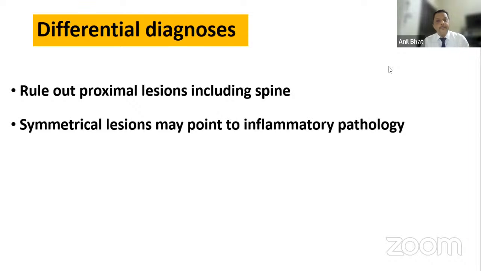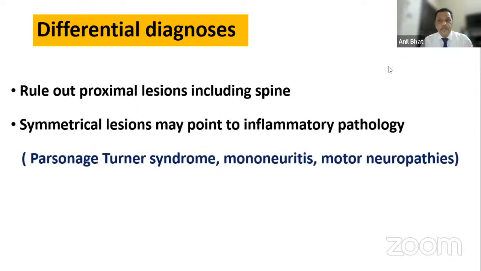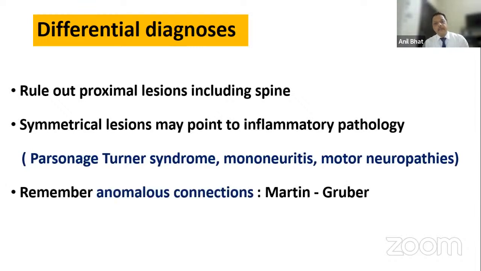There could be times when symmetrical lesions are present bilaterally, and at that time you need to think about inflammatory pathologies. Most of the time it's things like Parsonage-Turner syndrome or mononeuritis and motor neuropathies. So these are the times when you have a bilateral involvement. Also remember some anomalous connections. If things are not matching in terms of your examination, start thinking of unusual things. A Martin-Gruber anastomosis could be a very unusual connection between the median and ulnar nerve, and at that time the anatomical findings might not really match.